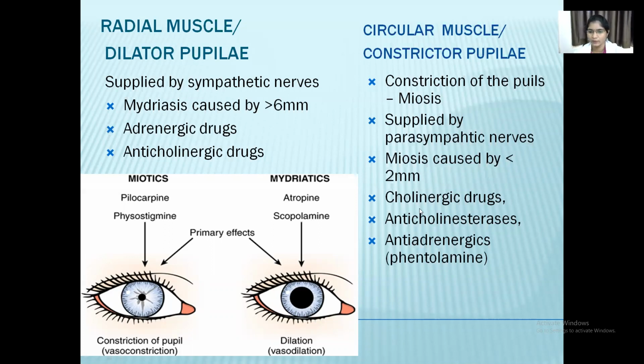Miosis is caused by which drugs? Cholinergic drugs like acetylcholine, pilocarpine, and anticholinesterases like physostigmine, and anti-adrenergic drugs. These drugs also cause constriction of the pupil, called miosis. Okay, here you can see pilocarpine and physostigmine. These are cholinergic drugs, or parasympathomimetic drugs, or muscarinic drugs. These drugs cause miosis by constricting the pupil size.